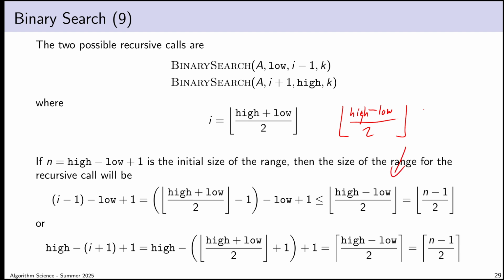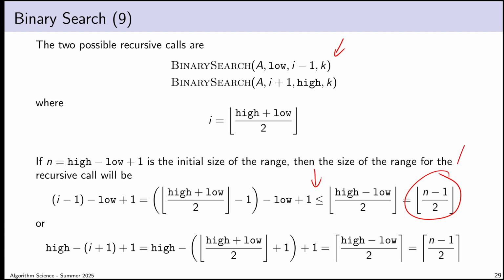Okay, so anyway, that's less than this. And of course, notice how high minus low is equal to n minus 1. So what I showed was in this recursive call, the size of the range is at most, via that less than or equal to sign, the floor of n minus 1 over 2, which of course is less than or equal to n minus 1 over 2, and less than or equal to n over 2.